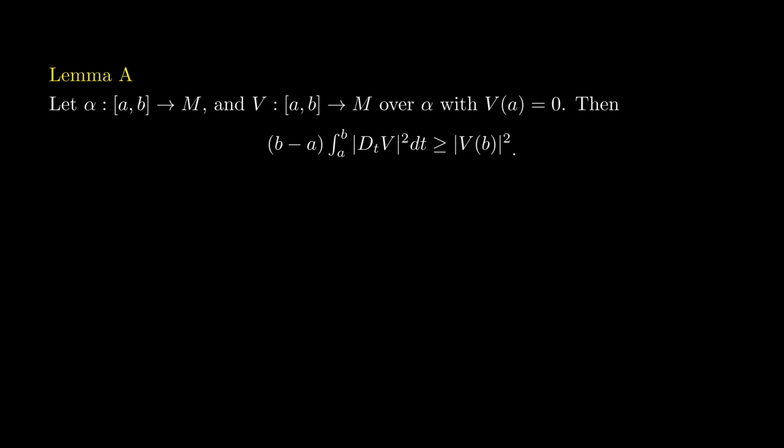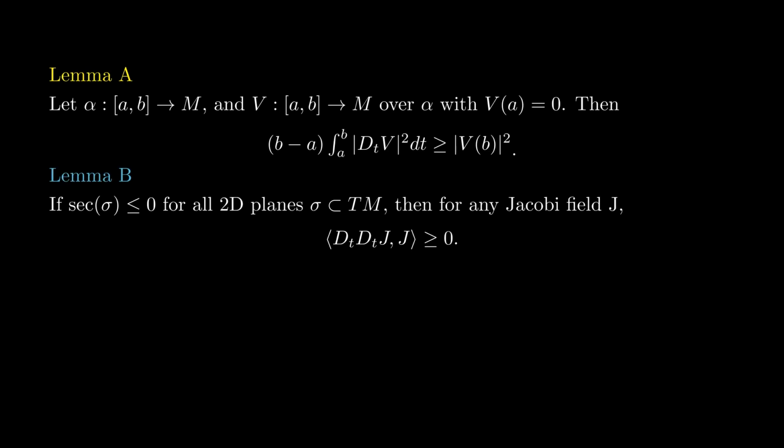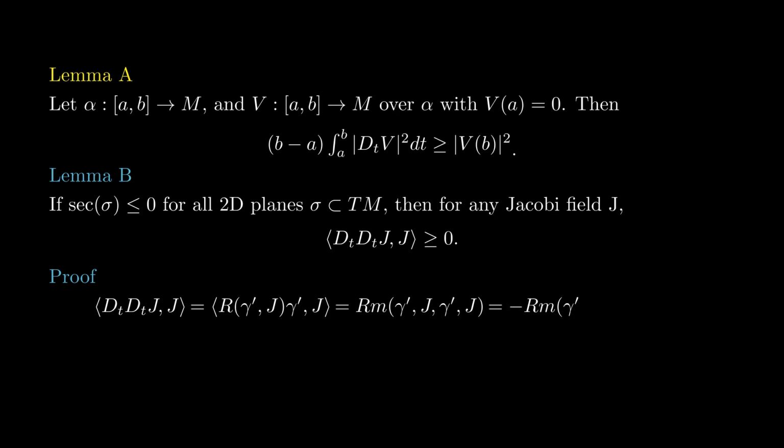The second lemma only works on manifolds with non-positive sectional curvature. If we have a Jacobi field J, then the inner product of D_t D_t J with J is non-negative. To prove this, we substitute D_t D_t J using the Jacobi equation. Then this is Rm(gamma prime, J, gamma prime, J). By the symmetries of the curvature tensor, we can switch the last two entries and get a minus sign.